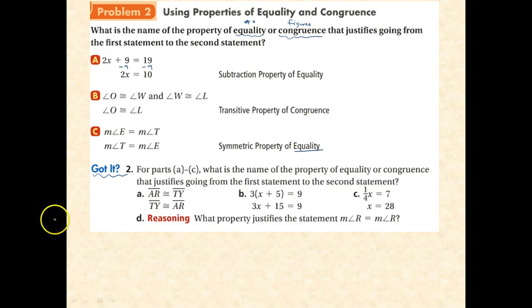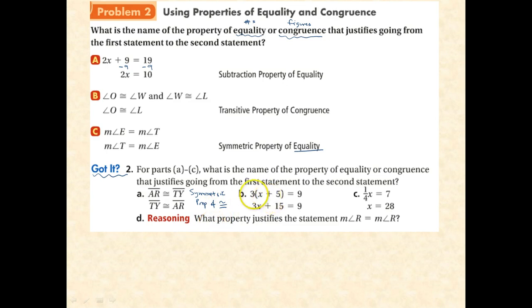All right, here we are. Segment AR is congruent to segment TY. And then our second statement is segment TY is congruent to segment AR. Well, this is symmetric because we're going one way and then we're just going the other way. But since we're talking about a segment being congruent to a segment, this is the symmetric property. I'm going to write very horribly here. The symmetric property of congruence.